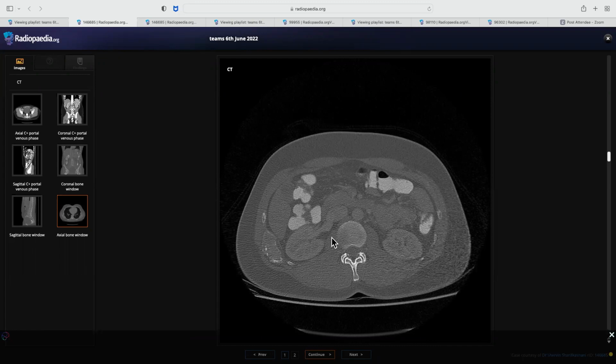I'll correlate with the clinical history and advise a bone scan to look for any other lesions in the rest of the body. If there are no other lesions, I'll suggest referral to the regional bone tumor center for biopsy and further management.